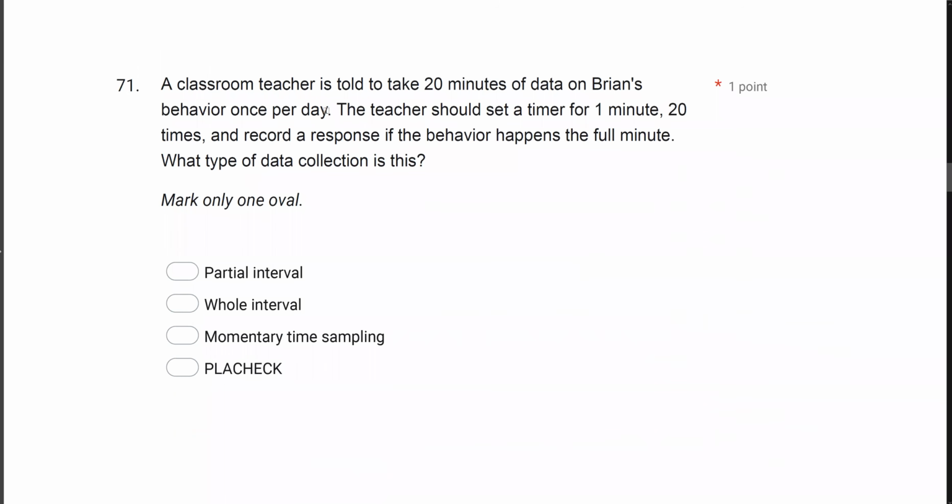71. A classroom teacher is told to take 20 minutes of data on Brian's behavior once per day. The teacher should set a timer for 1 minute, 20 times, and record a response if the behavior happens the full minute. What type of data collection is this?